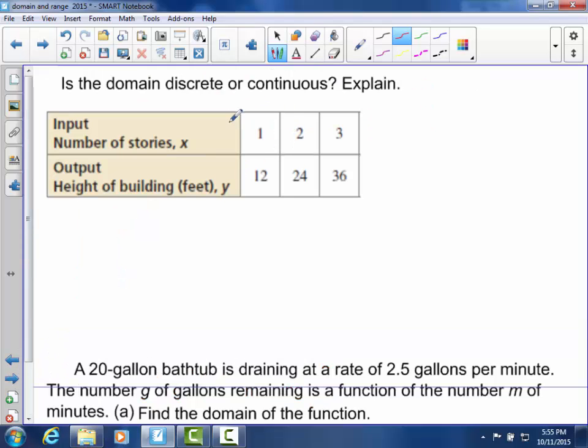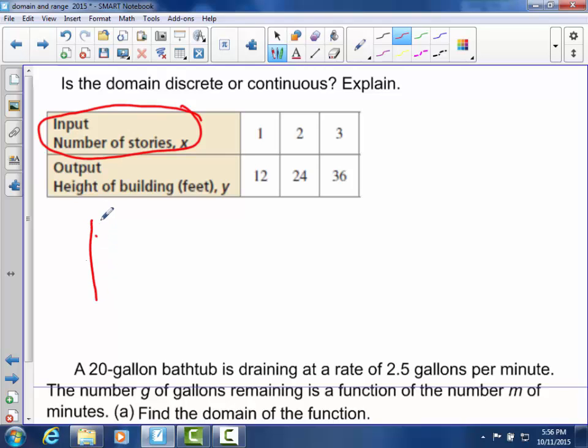All right, given this table, is the domain discrete or continuous, and explain. So the input is the number of stories, the output is the height of the building. So discrete or continuous, we only care about the input. Discrete is each one individual, nothing in between, and continuous is over an interval. So if we're talking about the number of stories in a building, I believe those would be considered discrete because you would just count each floor, right?